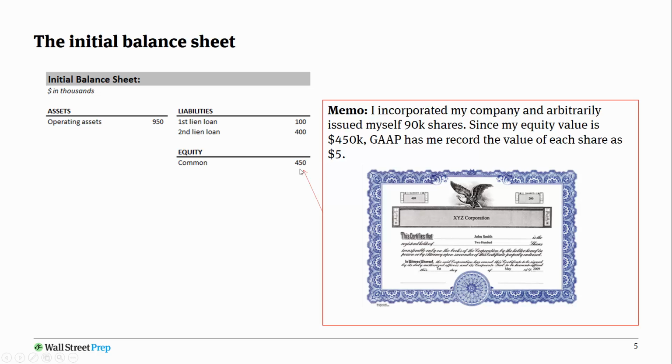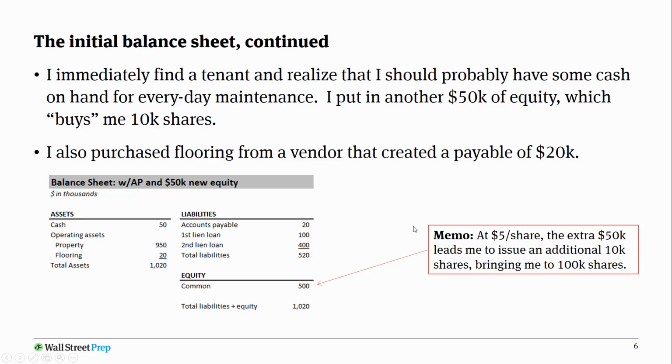One fine point here is I've put in $450,000 of my own money. I incorporated my company, and when you do that, you arbitrarily issue yourself a certain number of shares. So how much each share is worth is an arbitrary decision upon incorporation. If you issue yourself 90,000 shares, say, then at a $450,000 initial value, under GAAP, you would record the value of each share as $5 per share. So $5 times the 90,000 gets you to $450,000. Of course, if I issued myself 180,000 shares, it would have been $2.50. That becomes arbitrary in the beginning, and it's a function of how much you put in and how many shares you've arbitrarily issued yourself. So now let's continue with this simple example.